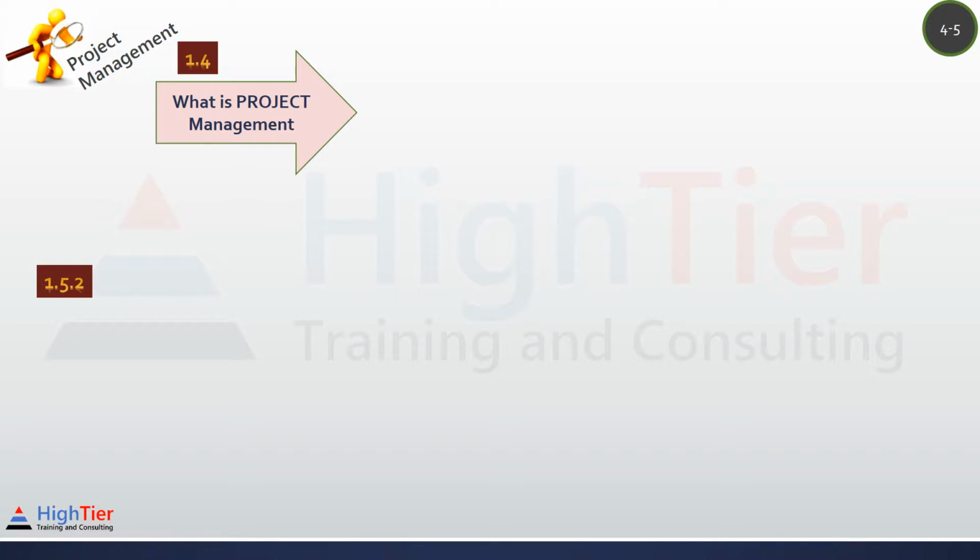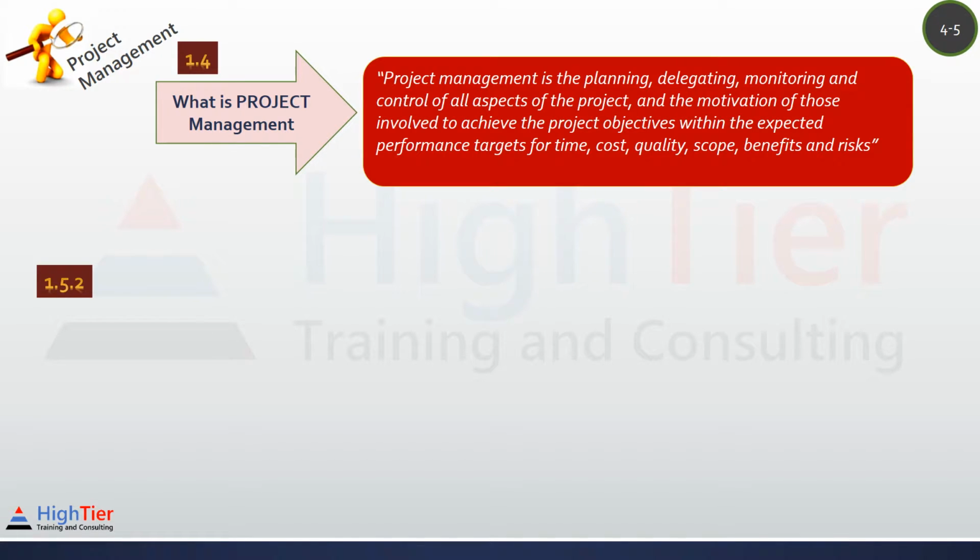What is project management? Project management is the planning, delegating, monitoring and control of all aspects of the project and the motivation of those involved to achieve the project objectives within the expected performance targets for time, cost, quality, scope, benefits, and risk. It is the development of the project's products that deliver the project's results.